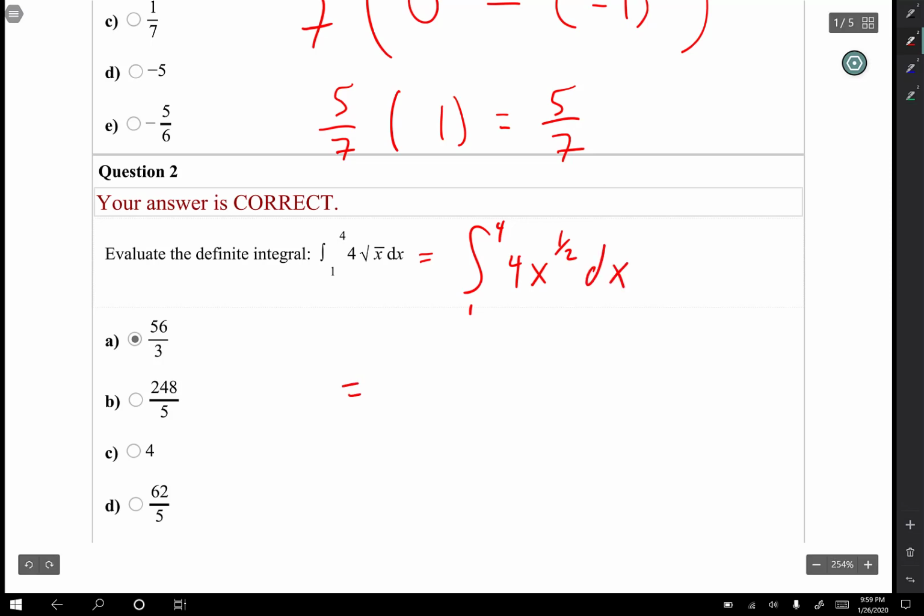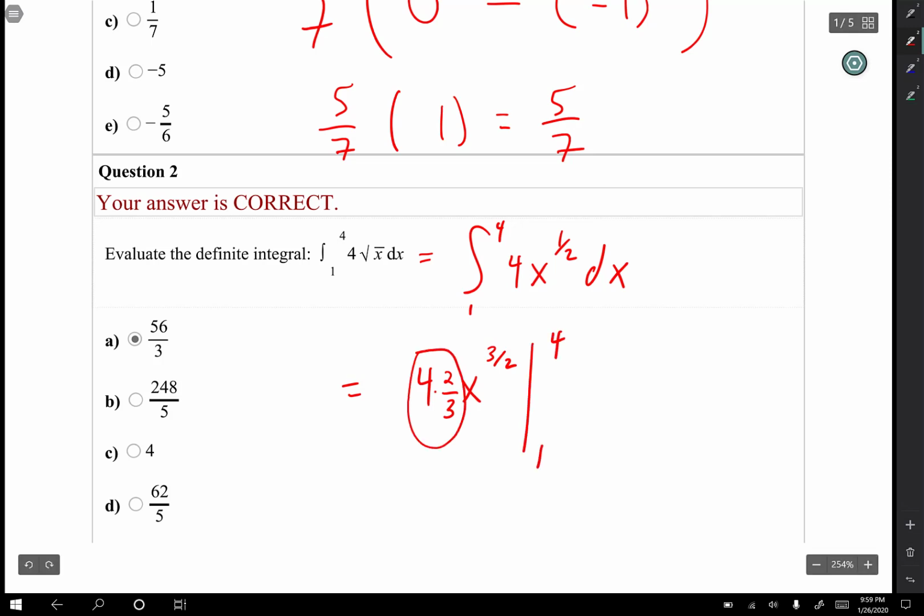All right, so let's see. I'm going to add 1 to that exponent, so I'm going to keep the 4, x to, notice I left some space there, so I'm going to be multiplying. If I add 1 to 1/2, that's 3/2, and I'm going to divide by 3/2, which is the same as multiplying by 2/3. Keep, change, flip type of deal. And I'm going to evaluate this from 1 to 4.